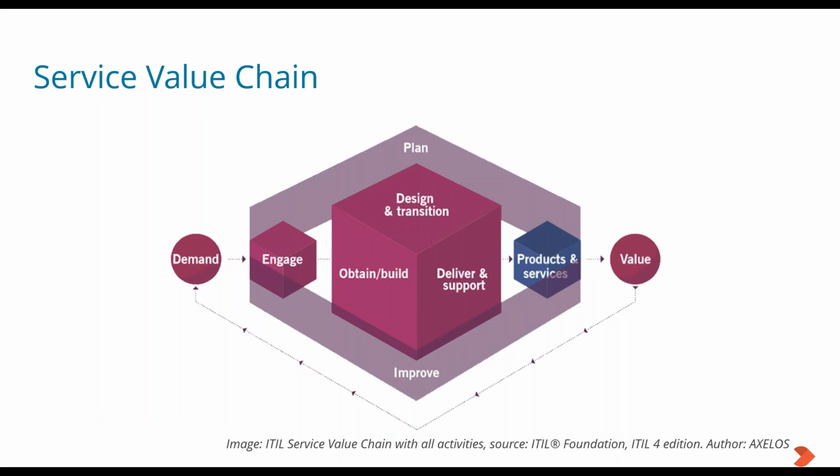So you don't need to perform all these activities for every service delivery. There's no fixed order for performing these activities. So for instance, for a bug fix, you'll probably perform other activities than when you are replacing your server farm, for instance. And another important thing is that all these activities, they provide input to each other. So for example, you have engage that provides user feedback to improve, or maybe design and transition, setting requirements and specifications for obtain and build. Let me show you how this service value chain works by an example.